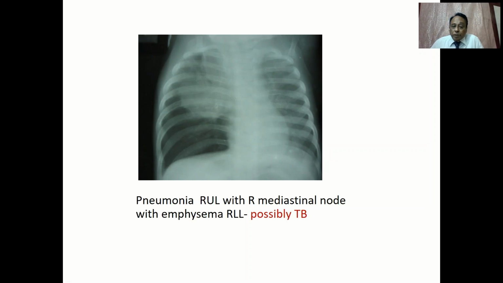Tuberculosis notoriously produces segmental lesions. Segmental lesion is all because of the node. When the node compresses or erodes the nearby bronchi, initially it may produce a consolidation. Later it can go on to collapse. So in the same lobe, you can have two findings, collapse and consolidation. That typically goes with tuberculosis. That is called a segmental lesion.